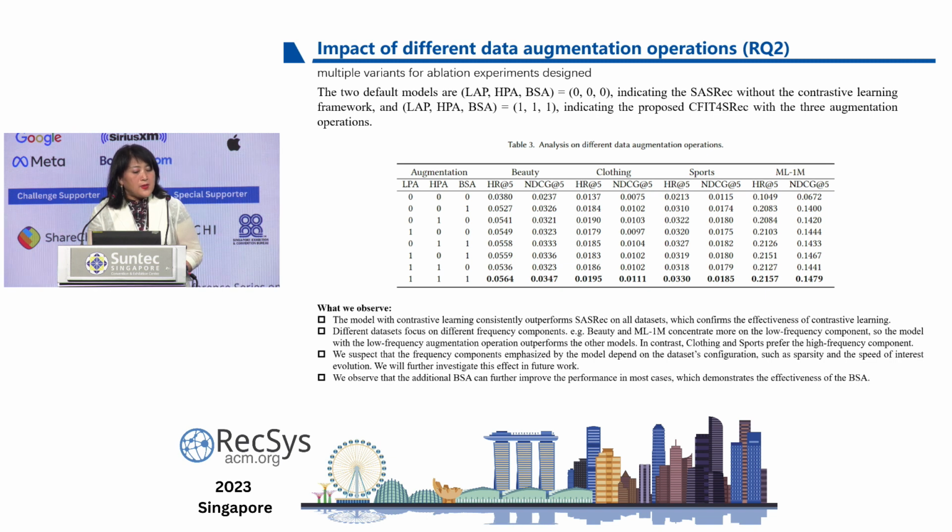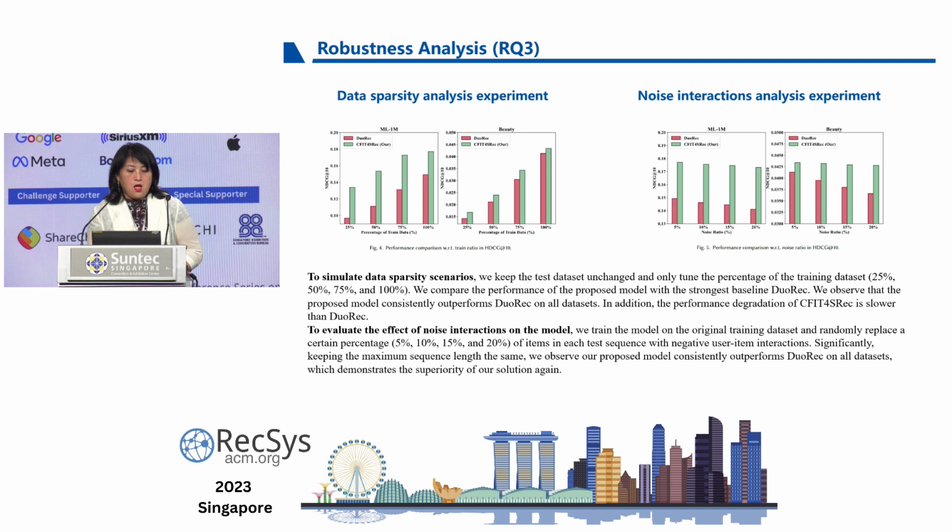Third one, we suspect that the frequency components emphasized by the model depend on the data set's configuration, such as sparsity and the speed of interest evolution. Last one, we observe that the additional BSA can further improve the performance in most cases, which demonstrates the effectiveness of the BSA.